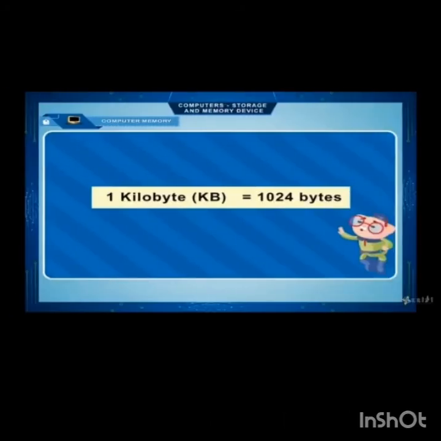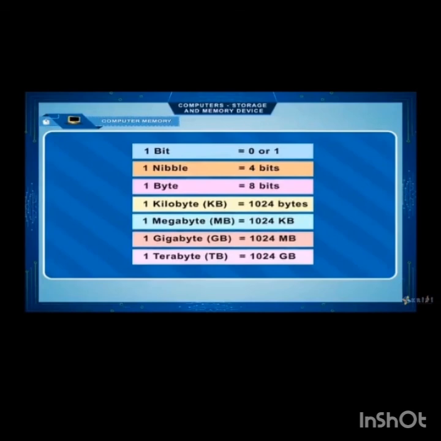1 kilobyte, KB, is equal to 1024 bytes. 1 megabyte, MB, is equal to 1024 kilobytes. 1 gigabyte, that is GB, is equal to 1024 megabytes. 1 terabyte, that is TB, is equal to 1024 gigabytes. So this is the chart that we have studied.